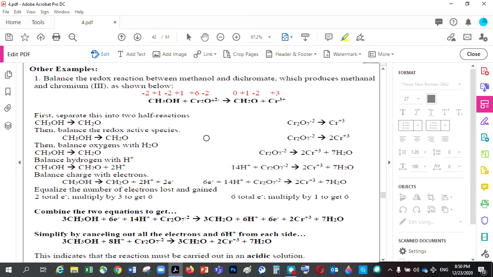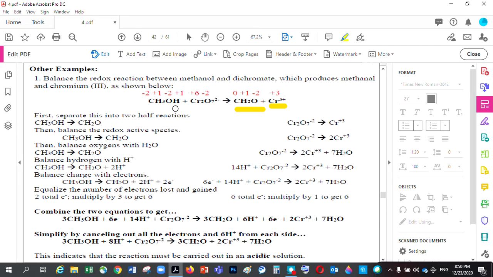So let's look at another example here. We have the oxidation of methanol by dichromate to produce methanal, or formaldehyde, and chromium by this process will be reduced to chromium 3 plus cation. So as you know, this is a primary alcohol. A primary alcohol is oxidized to give you an aldehyde, and a secondary alcohol, if you recall from survey of chemistry 2, will give you a ketone.